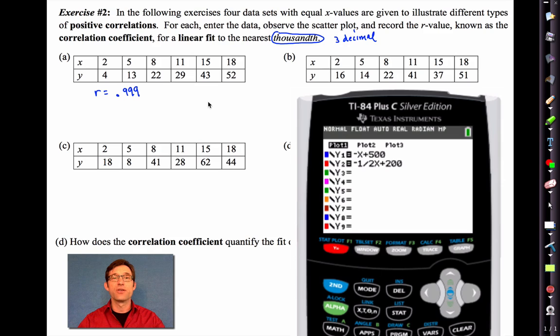All right, and now we're good to go. The stat plot's on. Oh, we're not good to go. We need to set up the window. That's right. Let's go into the window.